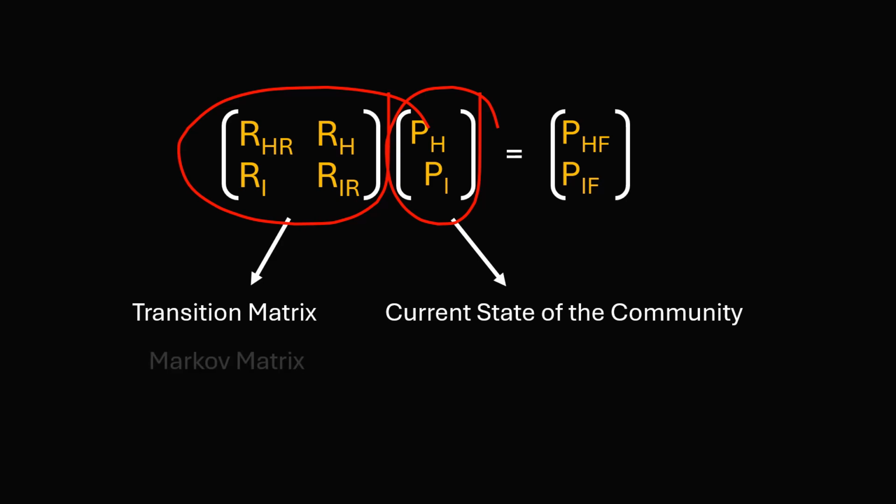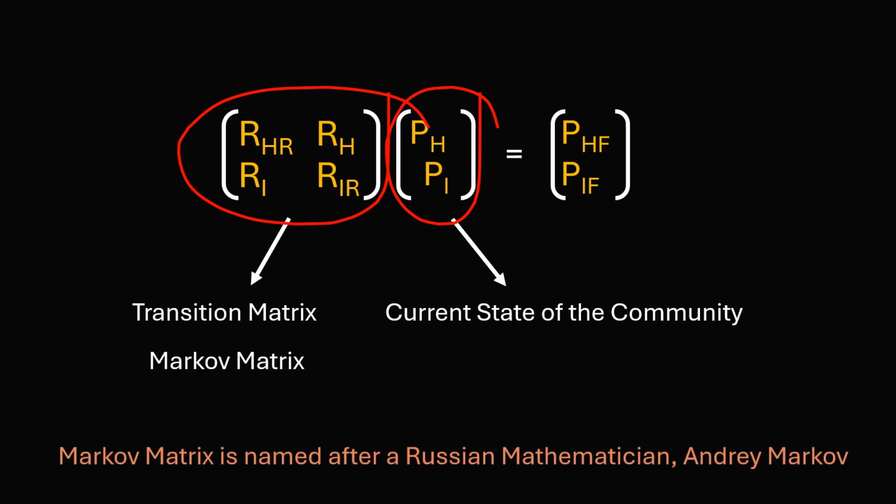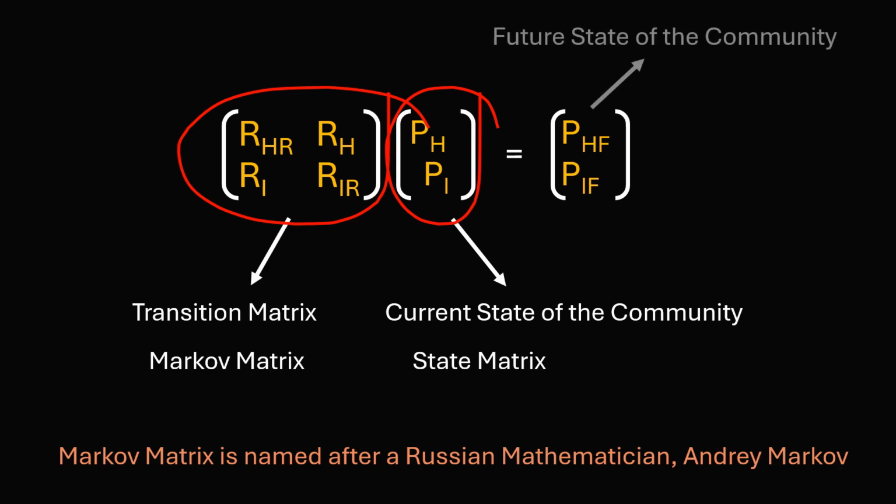Now this transition matrix is also called a Markov matrix. It is named after Andrei Markov, a Russian mathematician. And like I said, it can be used to predict the future state of the system. In our case, the system is the population of healthy and infected people. In this resultant matrix, I will call it the future state of the economy.